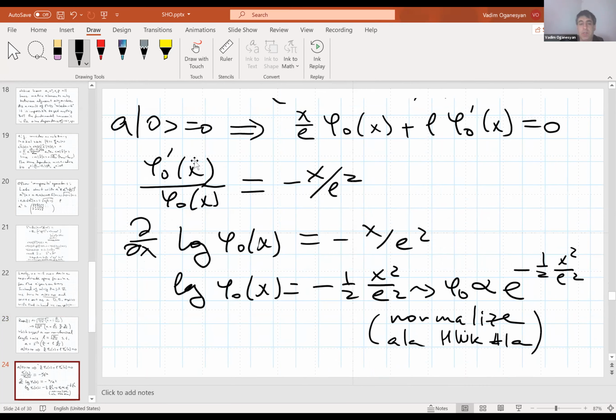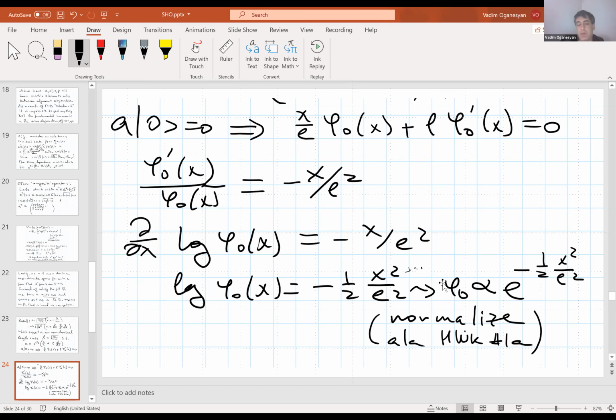Massage, massage, massage. Bring all of the terms with phi naught to the left hand side. You get phi naught prime over phi naught is equal to minus x over L squared. With a loving eye, you'll see that this is an expression for a derivative of a logarithm. And when you take a derivative of the logarithm, you'll get phi naught prime over phi naught. So that means that you can now integrate this up to a constant. In principle, here there could be constants, but you can convince yourself that those constants are either normalization related or forbidden.